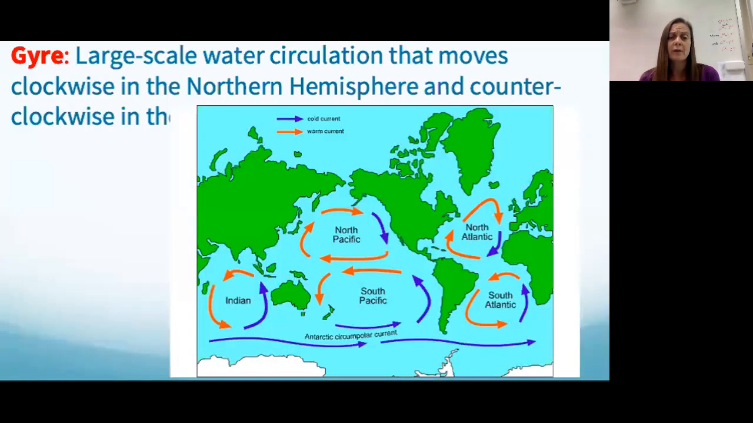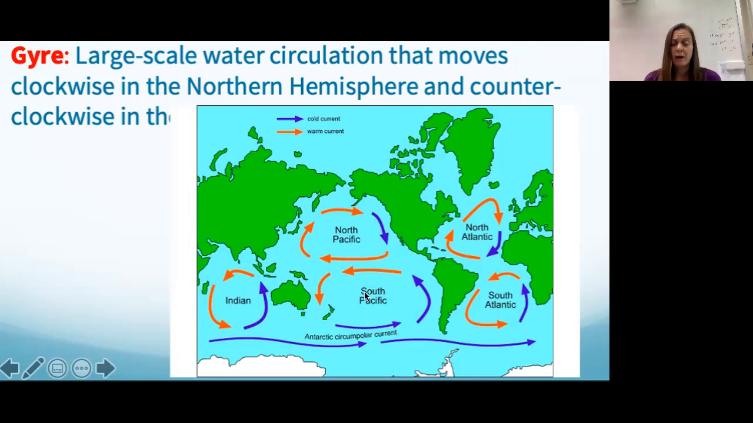So before we can talk about El Nino and La Nina, we need to talk about this idea of a gyre. So a gyre is a large-scale water circulation. So this is those global currents that we've talked about. They tend to be circular patterns. In the northern hemisphere, they move clockwise. In the southern hemisphere, they move counterclockwise. And this again comes down to the Coriolis effect and the driving winds, the prevailing winds that drive them in this direction.